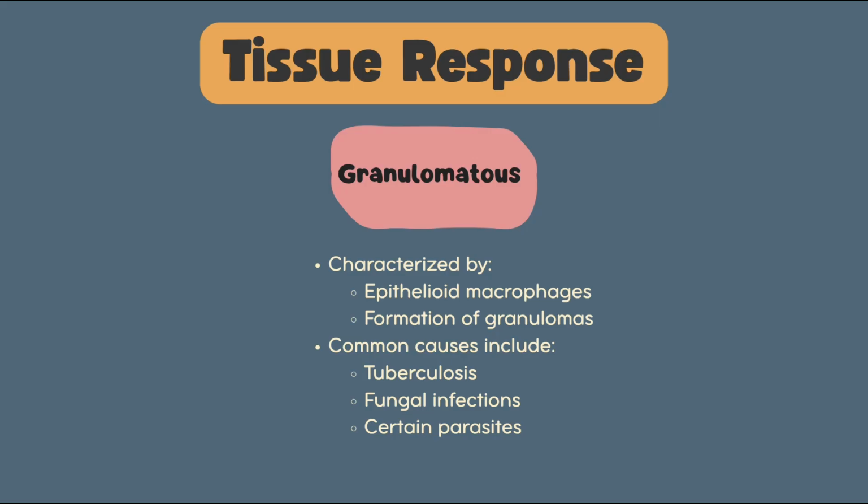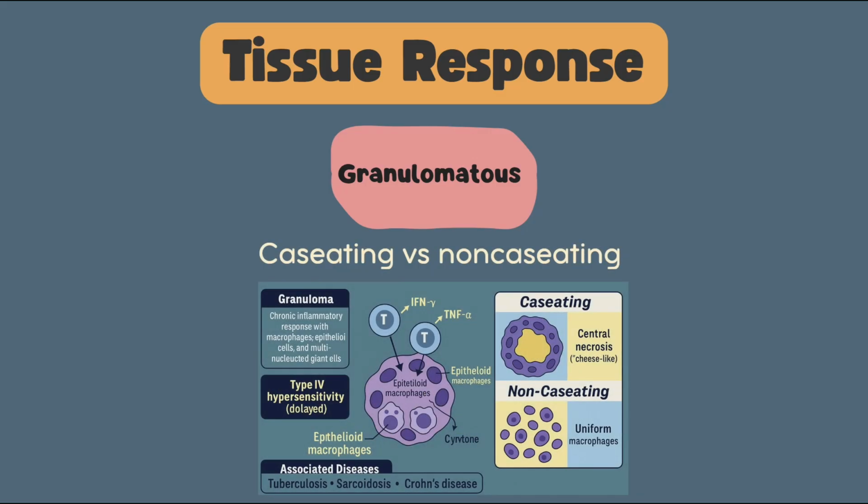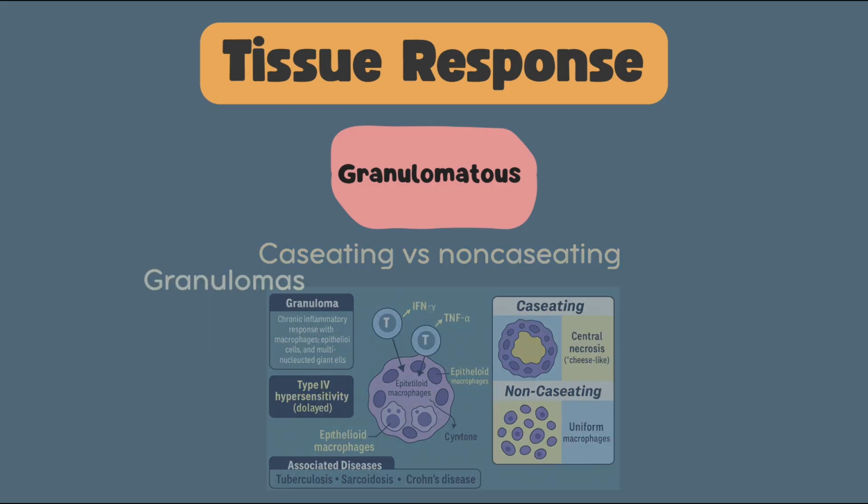Okay, moving on. When I talk about granulomas, it's important to talk about the two different types of granulomas that we can see, and those are the caseating granuloma and the non-caseating granuloma. The main difference is that the caseating granuloma contains a central necrosis, which appears cheesy on gross examination, and we typically see this in TB. And then you have the non-caseating, which lacks this central necrosis.